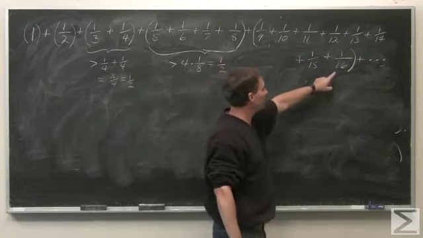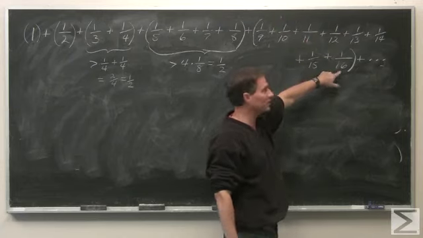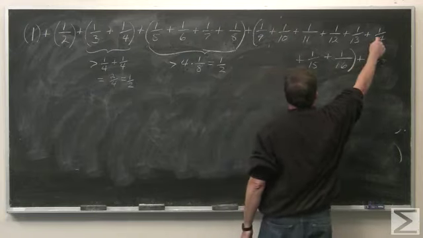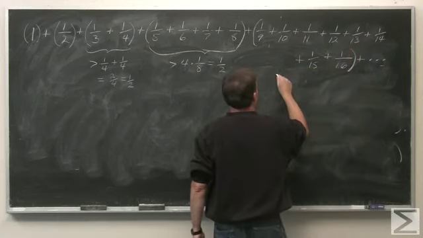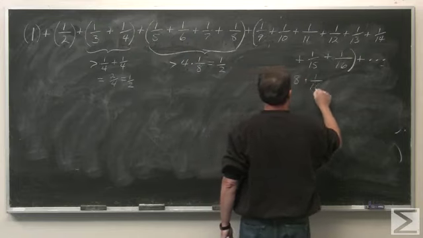What about this part? All of these terms are greater than 1/16, except for this one. But all the other terms are greater than 1/16. How many of them are there? 1, 2, 3, 4, 5, 6, 7, 8. 8. This part is greater than 8 times a sixteenth. Well, that's a half.